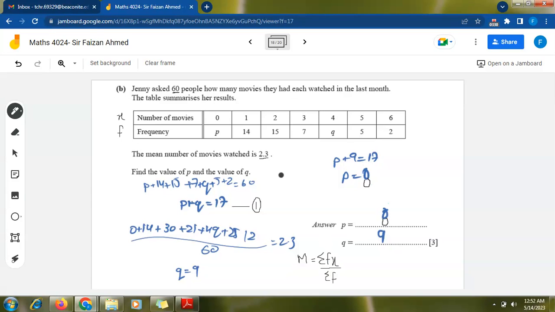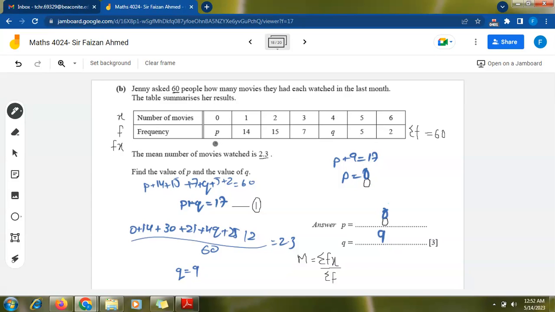How can we find out the numerator? Since this is the column of x and this is the column of f, we have to multiply these two numbers and then add them up. So I have to make a column of f multiplied by x over here as well. I know that the sum of frequency, which means the total number of people, is 60. And now I will just multiply them.